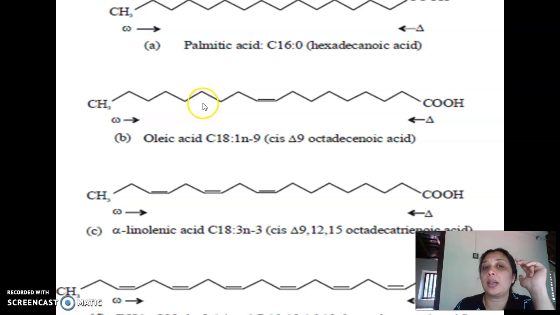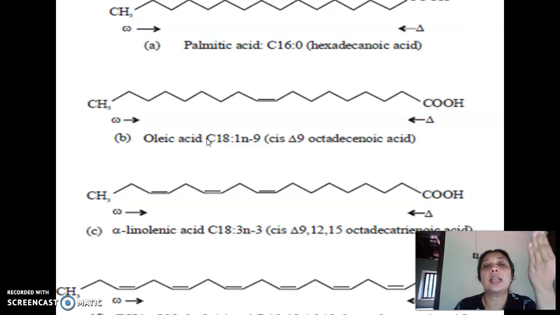One is at the 9th carbon, and counting 9, 10, 11, 12, the other comes at the 12th carbon atom, right? So the C12 position is with respect to the carbonyl group; counting from here, it is omega-6. Clear? So one double bond is on the 9th position and the other on the 12th position, right? So it is cis delta 9, 12 octadecadienoic acid. Dienoic acid is linoleic acid.